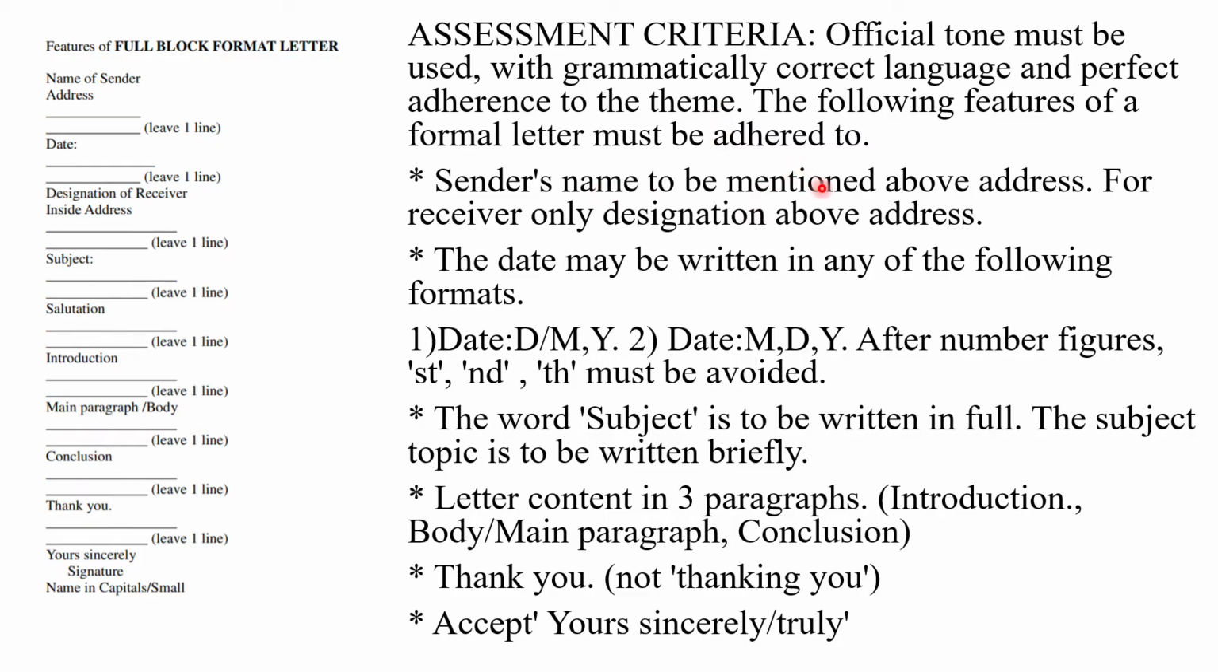The sender's name we mentioned above the address. For receiver, only designation above the address. So you see, for the address of the sender, we require the name of the sender, whereas for the receiver's address, we only require the designation. Okay, the date may be written in any of the following formats: the first or the second, where you have the date, month, and then the year, or the month, date, and then the year, whichever one you want. Okay, but you cannot use the ordinals. Okay, supposing it is the 13th of June, you will write 13 June 2021, or you may write June 13 2021. Not 13th, 13th will not be allowed, and the word date also has to be there.